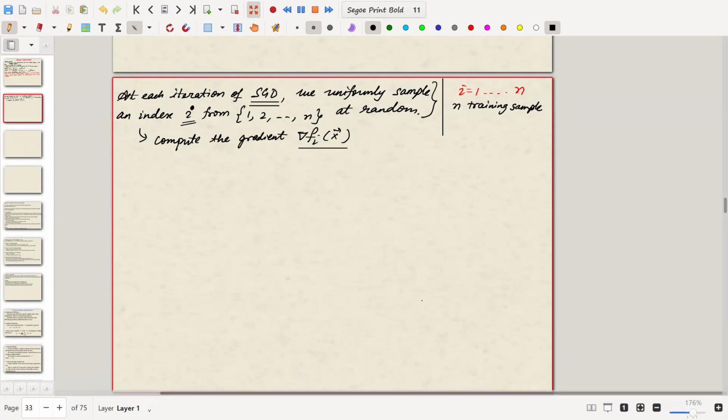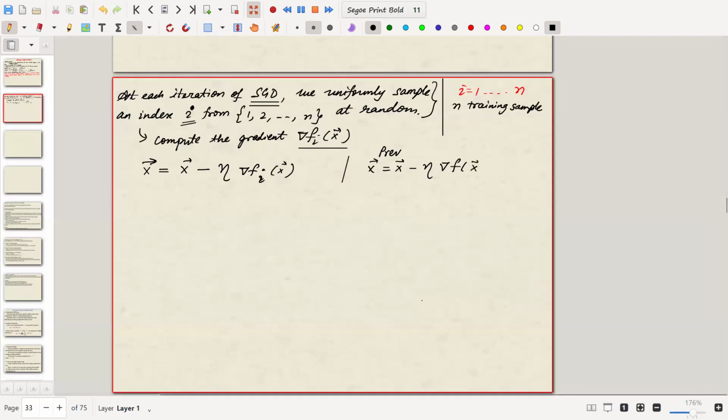So now it should look like x bar equals x bar minus learning rate or step size times grad fi at x bar. Previously, x bar equals x bar minus eta grad f of x, where grad f of x was equal to 1 over n summation of grad fi at x bar, i equal to 1 to n. Can you see the difference? Able to see the difference?